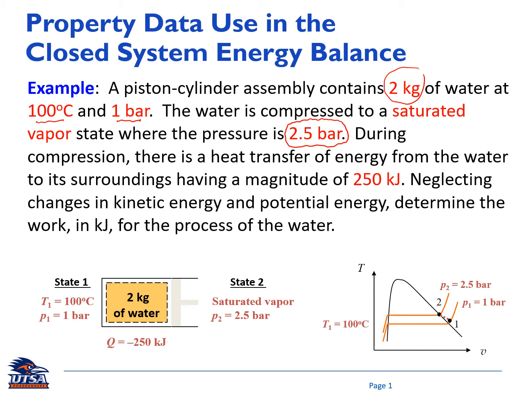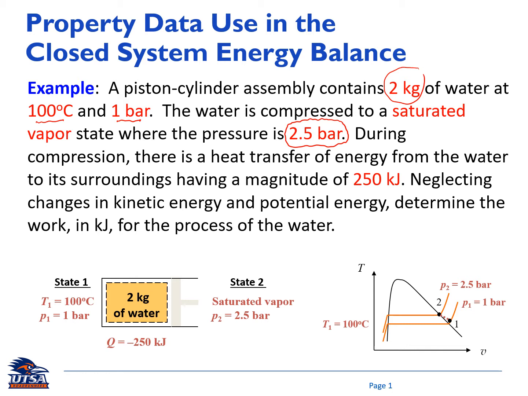During compression, the pressure increases. There is a heat transfer of energy from the water to its surroundings having a magnitude of 250 kilojoules. Neglecting change in kinetic energy and potential energy, determine the work in kilojoules for the process of the water. So the process is a compression, and there is a heat transfer from the system to its surroundings. And the question is, what is the work, W?